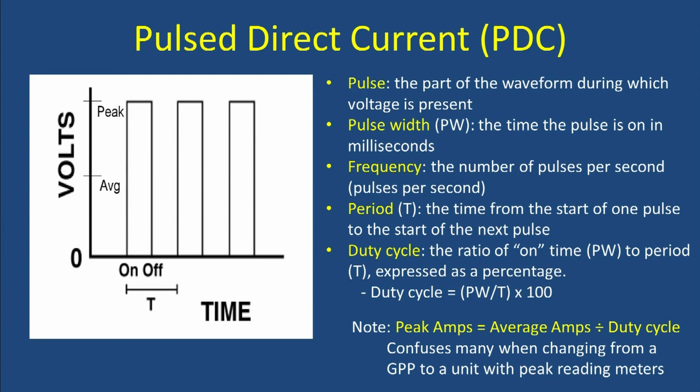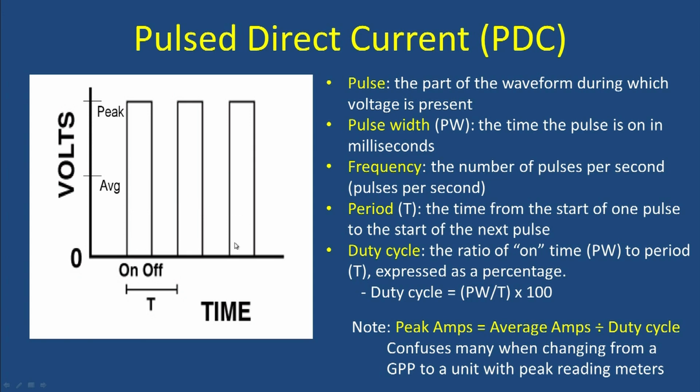Okay, that's it for DC. Next one's pulse DC, pulse direct current. And as we see here, here's a graphic of pulse direct current. These are square waves. So the time, as before, is the x-axis, the y-axis is volts. And as you turn the unit on, the pulse is not present, then it becomes present, not present, present, not present, present. So it's pulsed.